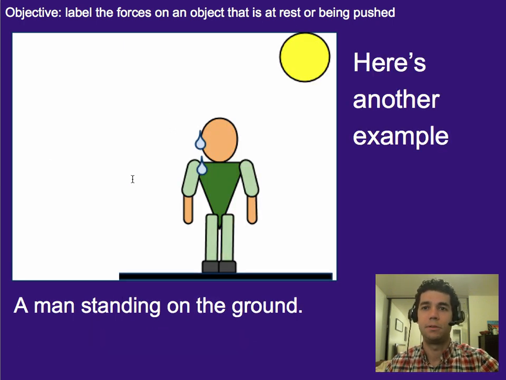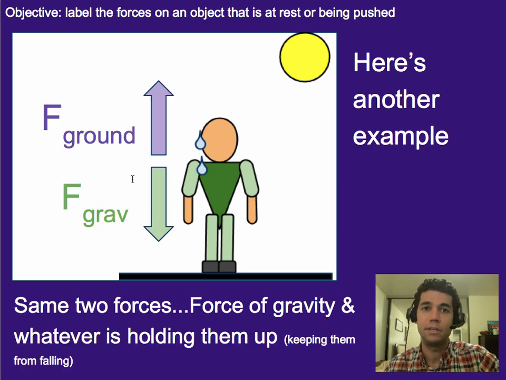So here's another example. A man standing on the ground. We again know that there is a force due to gravity on him, as well as the force from the ground pushing him up. These are both equal and opposite, so if his weight is 750 newtons, then the ground is pushing up with 750 newtons. So again, it's the same two forces: whatever the force due to gravity is, and whatever the force is that's holding him up from the surface he's resting on.